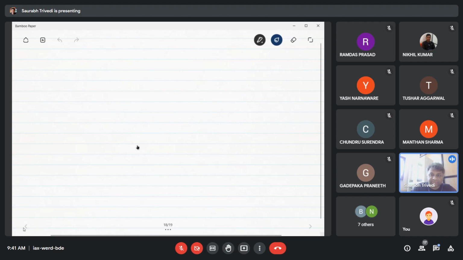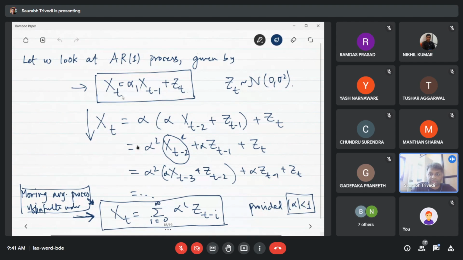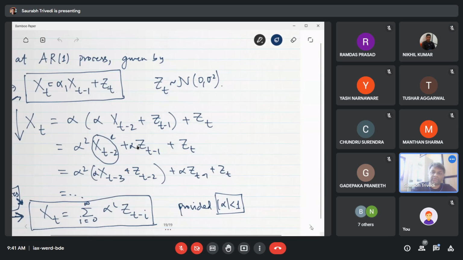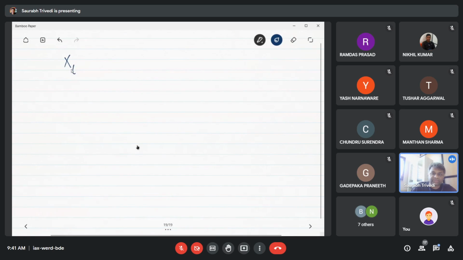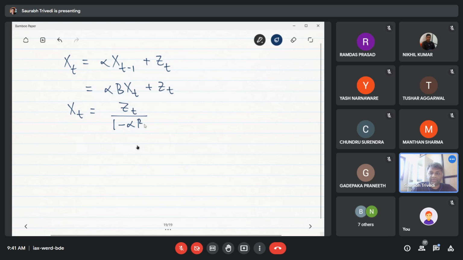Okay, and we can do the same thing with backshift operators also. So we have xt equals alpha xt minus 1 plus zt. So I can write it as alpha B xt plus zt. So then xt will be equal to zt divided by 1 minus alpha B.